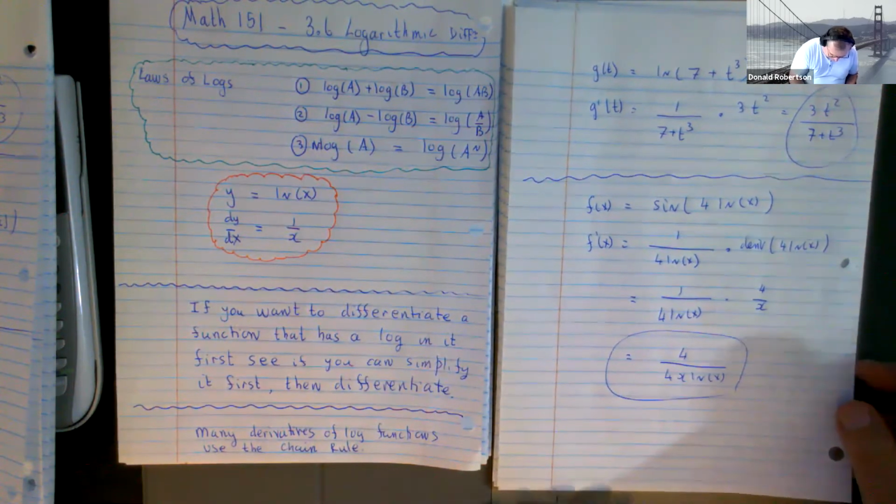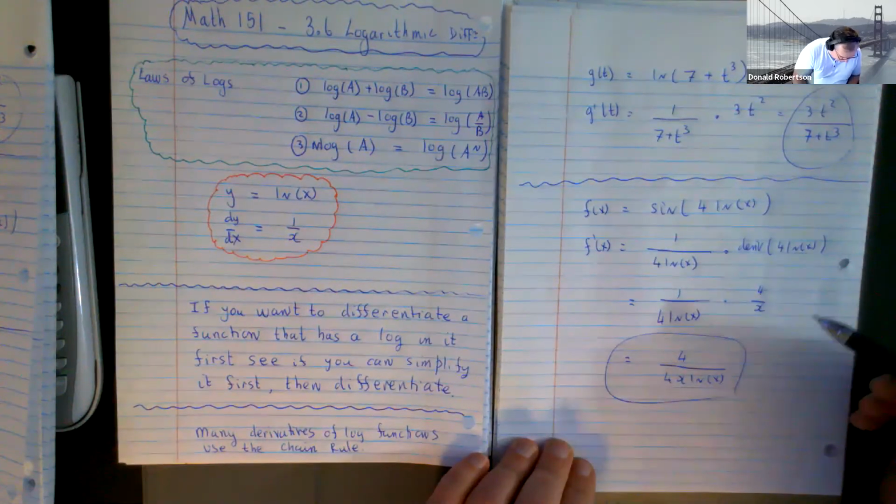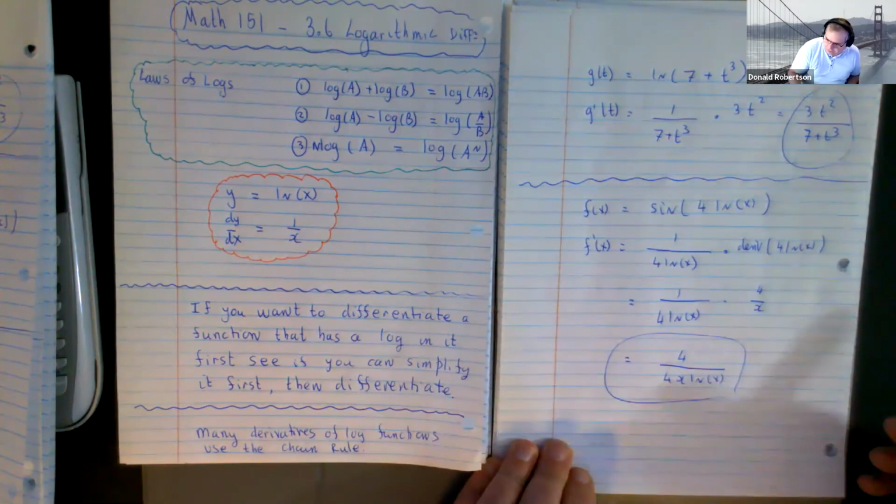So these are pretty straightforward functions that have logs in them. And when you have functions that just have logs in them like these, you're going to be using the chain rule, right? The function of a function.